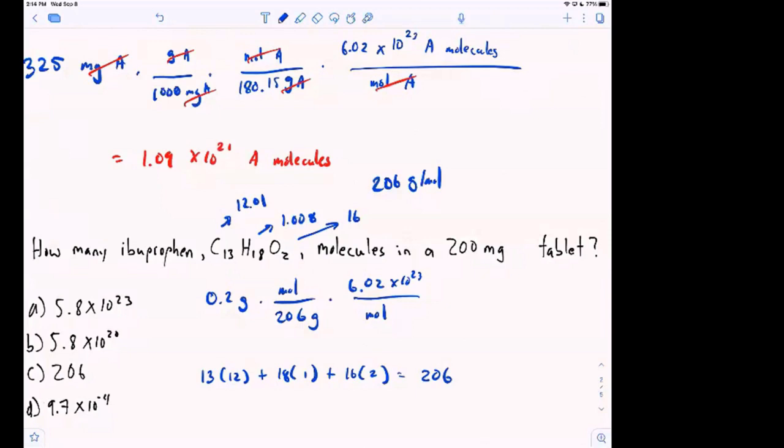Let's apply some logic. So we have A. Actually, if you take this, you should right away know that's going to be A or B, because molecules are tiny and it's going to be a huge number. So 5.8 times 10 to the 20th. That's a big number. 206 in terms of molecules is nothing. We're talking like nanograms here. So 206 is too small. And D is a fraction. You can't have less than a molecule.